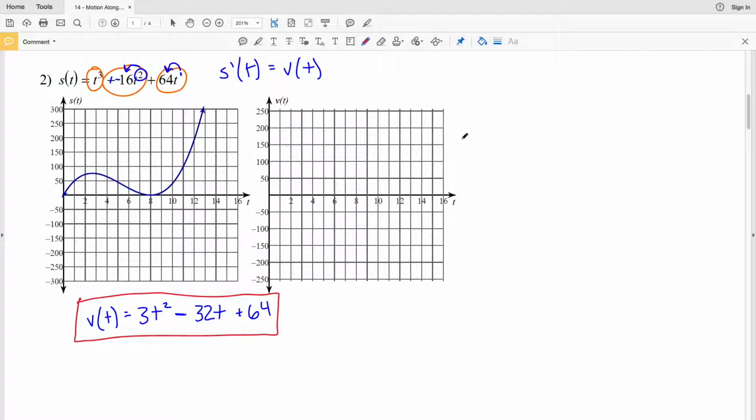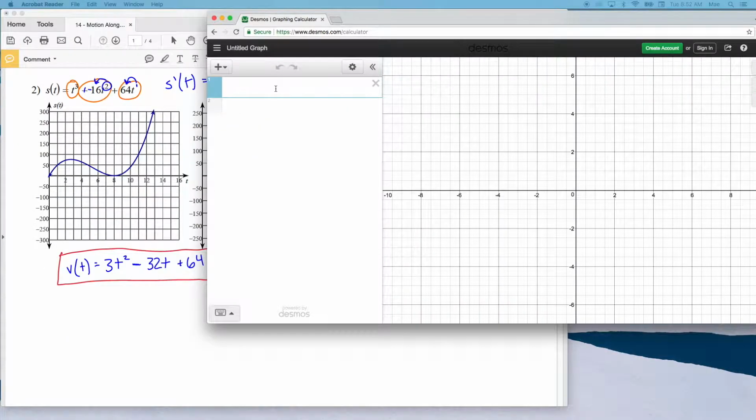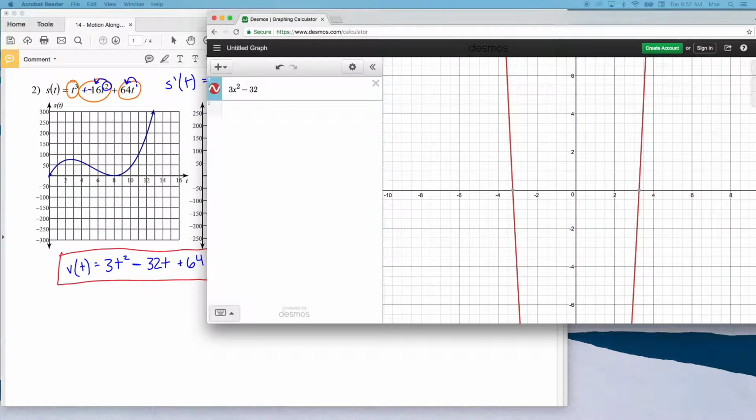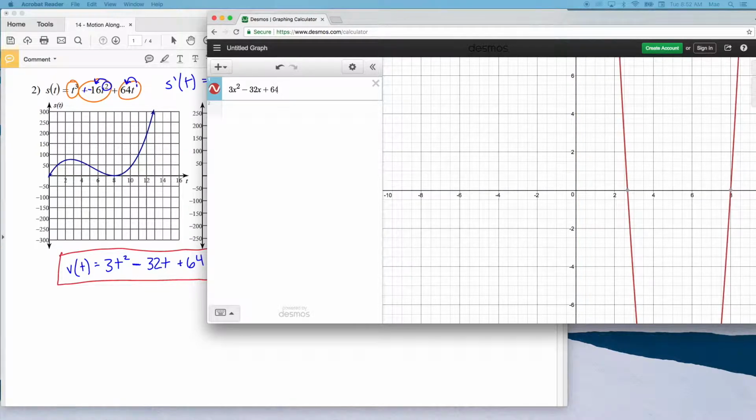Now, feel free to use a t-table to help you plot each of the points. However, I'm going to make it a little bit easier. Graph this on a graphing calculator and then plug in points from there. So the derivative of my function is 3t squared, but I'll use the variable x, so 3x squared minus 32 times x, and then plus 64.